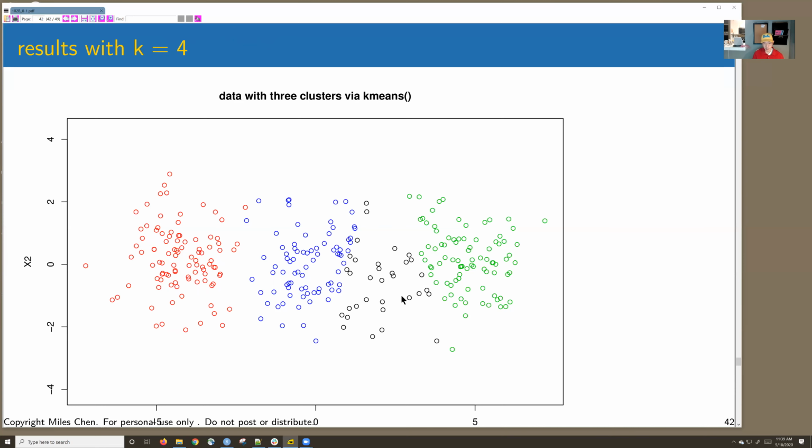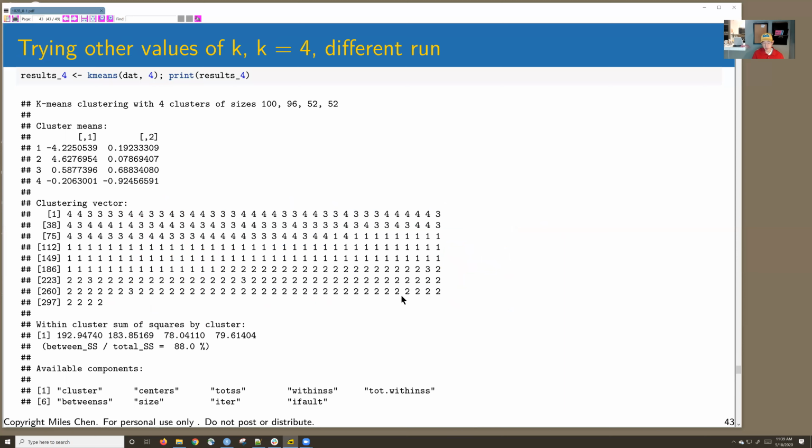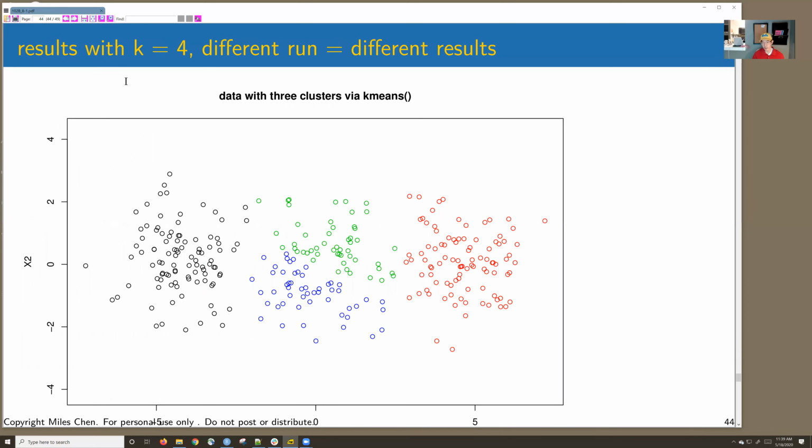However, if I run the same thing again, I do k-means with 4 clusters. So that's what I did here, k-means with 4 clusters. R is going to start off with different random assignments in the beginning, and because of different random assignments, you can end up with a different result. So here's the result with 4 clusters, and the center cluster got divided into 2, like this. So compare that to here. Different clusters were found.